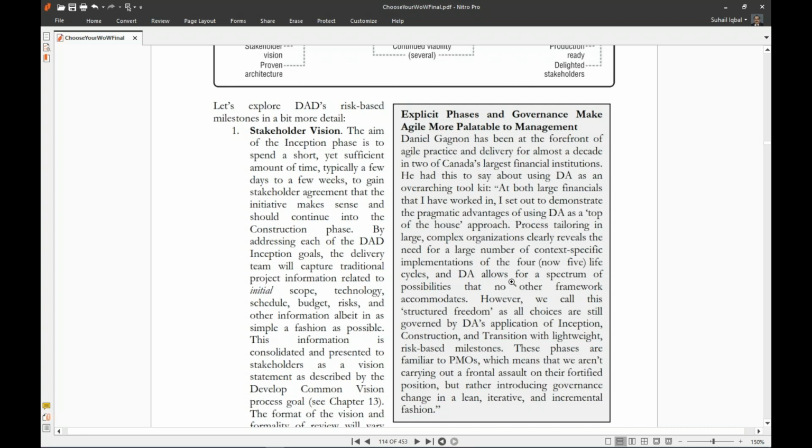Coming back to stakeholder vision. The aim of the inception phase is to spend a short yet sufficient amount of time, typically a few days to a few weeks, to gain stakeholder agreement that the initiative makes sense and should continue into the construction phase. By addressing each of the DAD inception goals, the delivery team will capture additional project information related to initial scope, technology, schedule, budget, risk, and other information, albeit in as simple a fashion as possible.